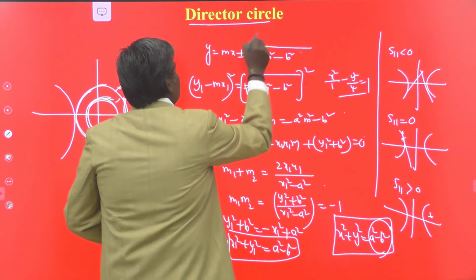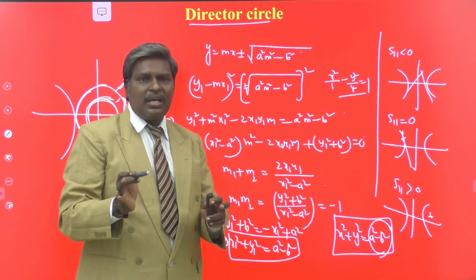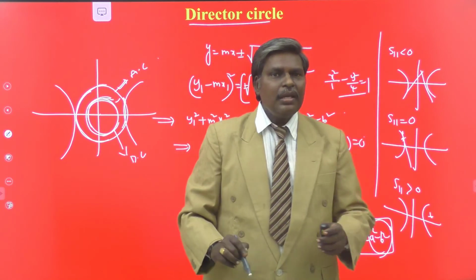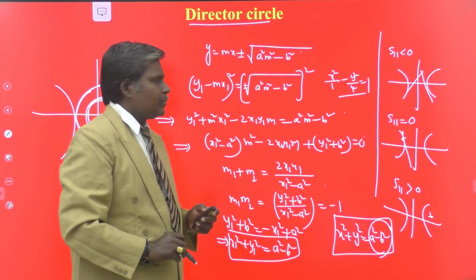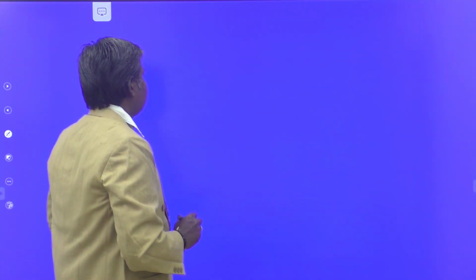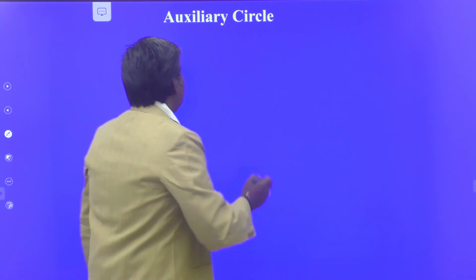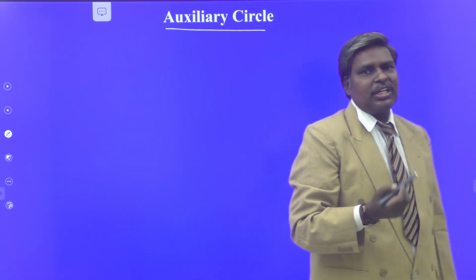So this is the concept related to the director circle. Finally, what is the director circle? Locus of point of intersection of perpendicular tangents to the hyperbola is called its director circle. Okay. Let us move to the next concept: auxiliary circle. Already we know the definition of the auxiliary circle for the hyperbola, but we define it in the locus mode.